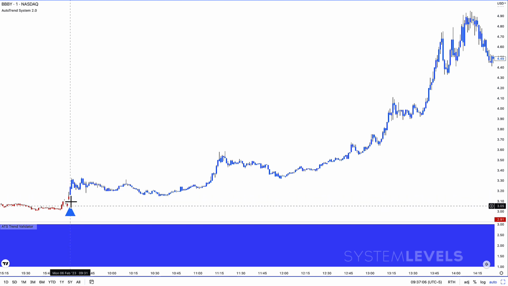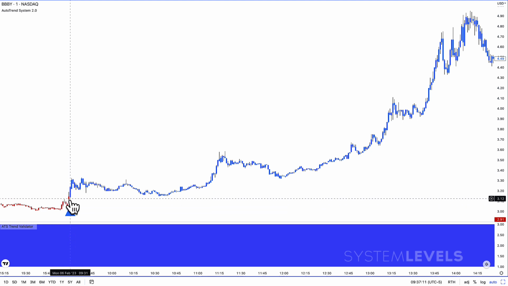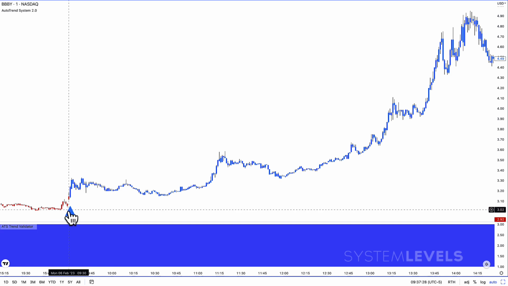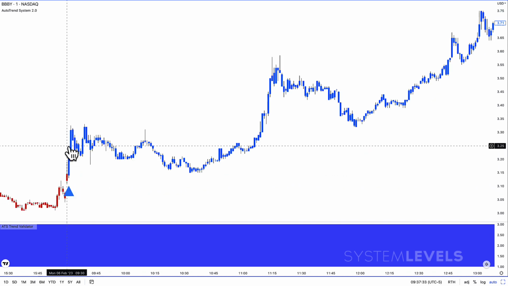As you can see, the AutoTrend system gave a buy signal right on the 2nd minute of the market open. This is at 9:31 New York time, right? So it gave a buy signal. And the ATS Trend Validator is blue. Again, we're going to go over that in a minute, which means that our buy signal is good to go. We're just waiting for confirmation by price, which we got in the following bar. I'm not going to go over again all the details. I think you know them by now.